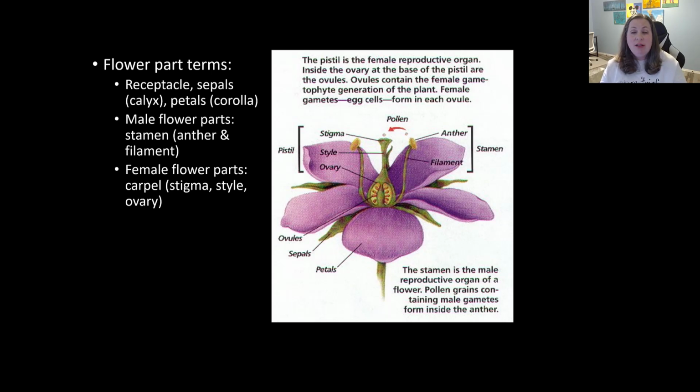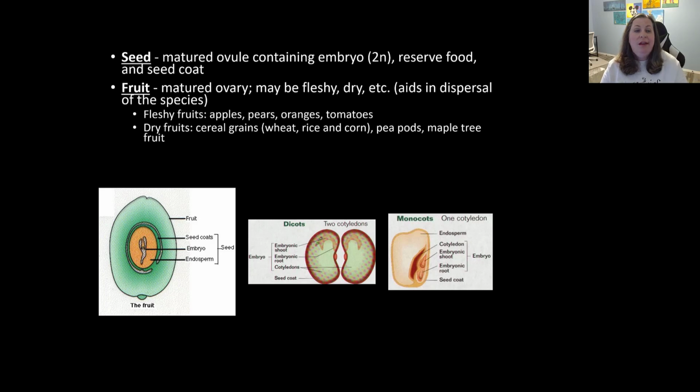All right, so these are the parts of the flower. And we are going to be doing a flower dissection in the lab. So let's take a closer look at the seed. The seed is a matured ovule.